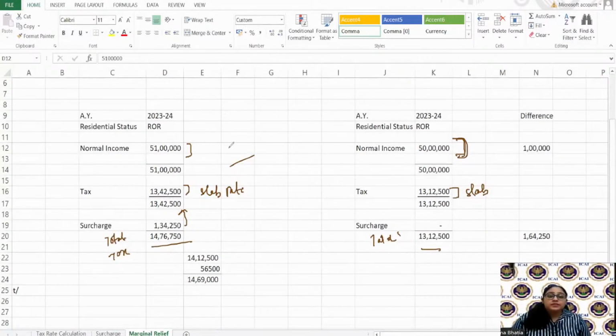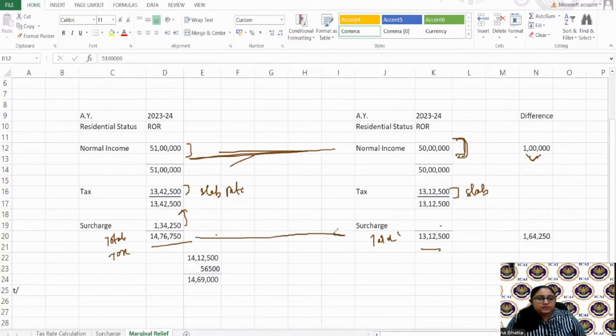So what is the surprising thing, students? Did you notice here? My income is increasing by 1 lakh only, 50 से 51. इनकम कितने से बढ़ रहे हैं? हार्डली बाय 1 लाख. But the tax is increasing by, if I see this part, tax is increasing by 1,64,250.